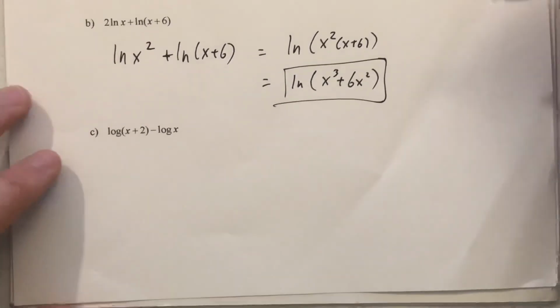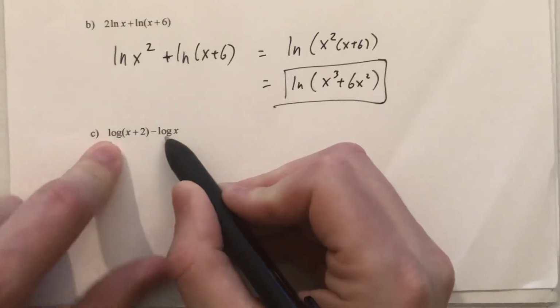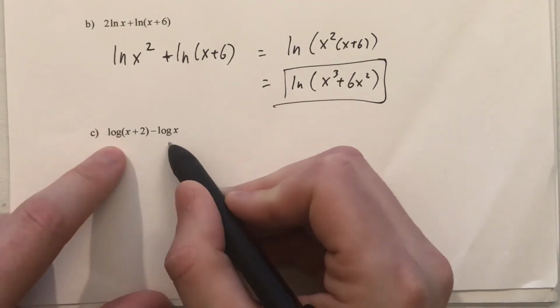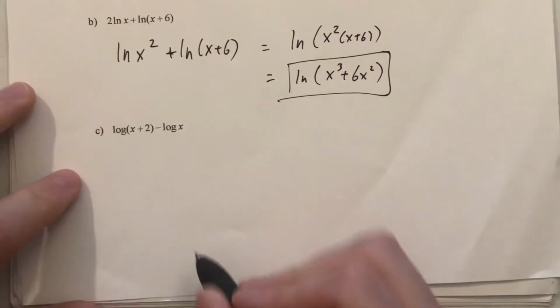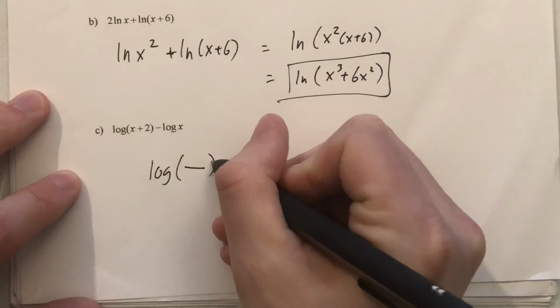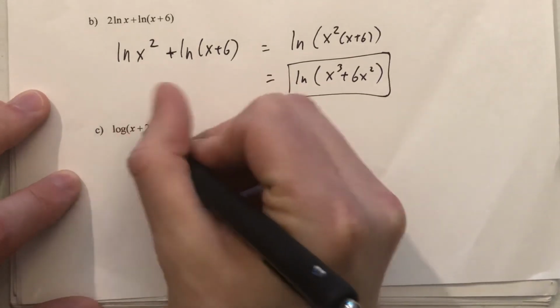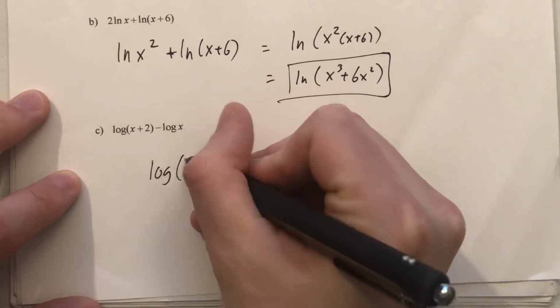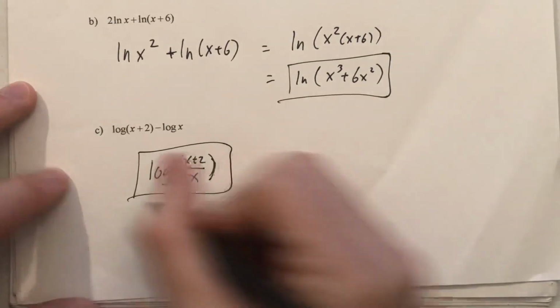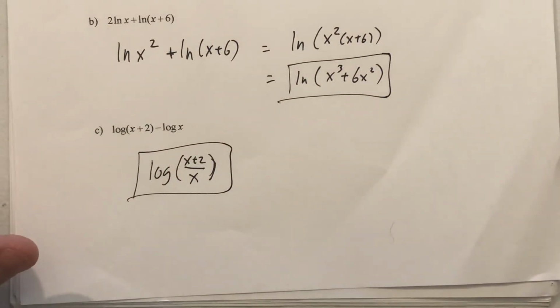All right, and the third one, we see a subtraction. We've got log, and there's no base written, so remember that means base 10. So log base 10 of these. The subtraction will allow us to combine them, and it combines into a single fraction where it's always this is your numerator minus that is your denominator. So x plus 2 over x. And there's no simplifying to do there, so that is done.